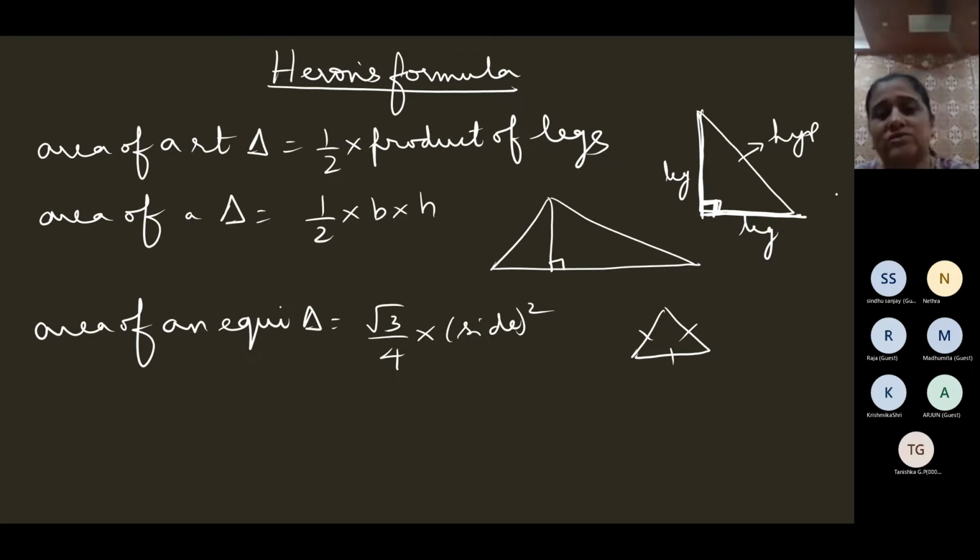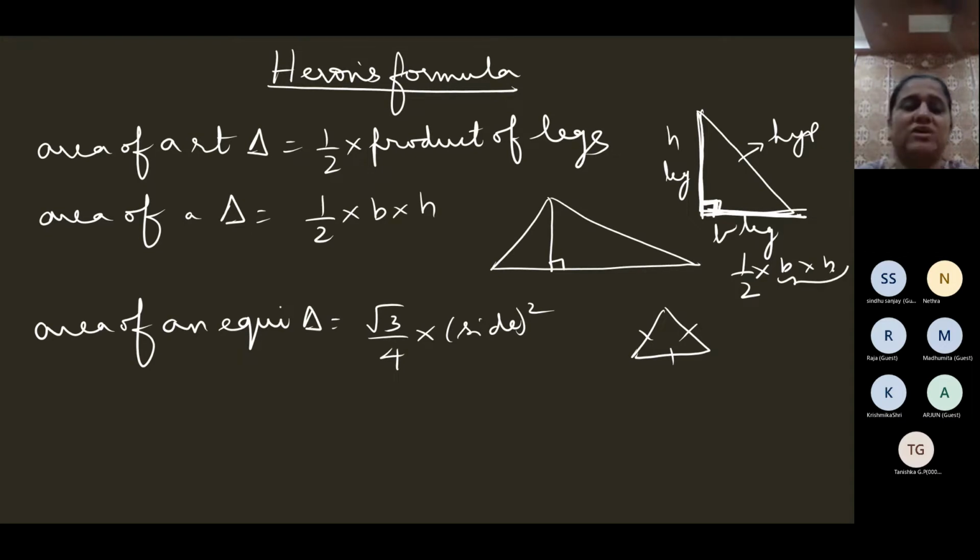So in other words, one side is the hypotenuse. Leave that. The remaining two sides are called the legs of the right triangle. So area of a right triangle is equal to half product of legs. It's the same as half base into height. If you say this is the base and this is the height, half product of legs means half into base into height. It's the same thing.